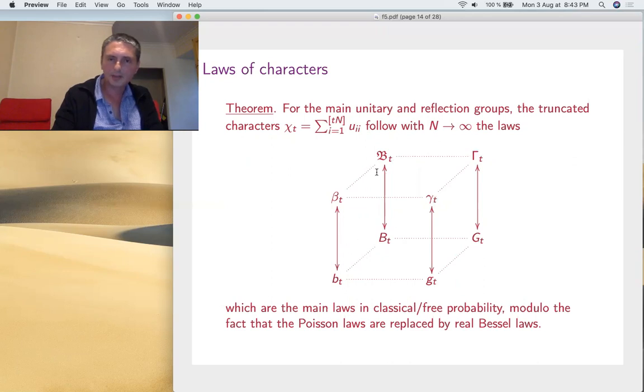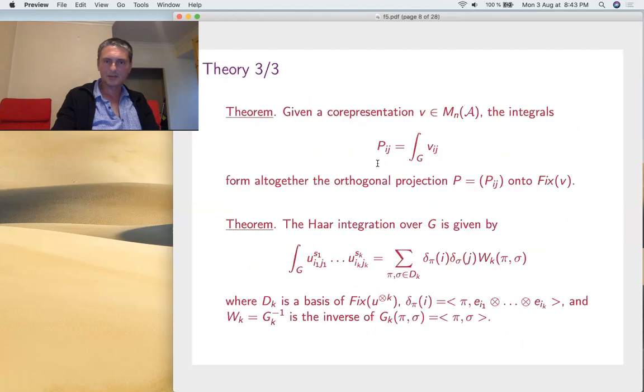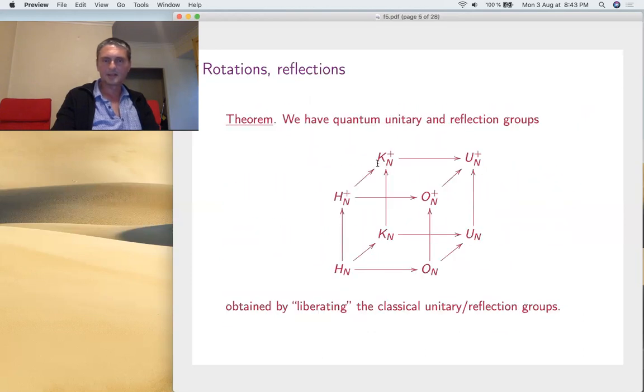These are the Bessel laws. More precisely, real Bessel, complex Bessel, free real Bessel, free complex Bessel. So very good, we're done with this cube. I mean, we'll be having the cube for some time, and yeah, that's it. So the cube comes from the basic quantum groups. It's just the law of truncated characters. The basic quantum groups, let's go back to them. So many cubes here. Yeah, here they are.